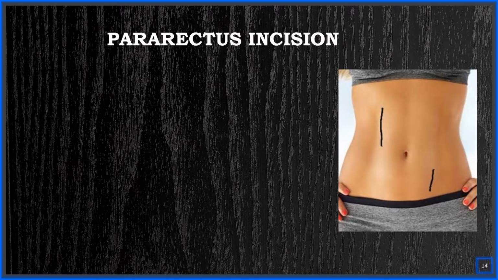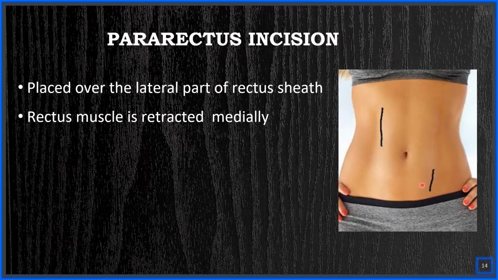Then PARARECTUS incision. PARARECTUS incision is placed more laterally. It is placed over the lateral part of the rectus sheath. In paramedian incision, it was 2.5 centimeters lateral to the midline, but it is on the medial part of the rectus sheath. Whereas in PARARECTUS incision, it is on the lateral aspect of the rectus sheath, and the rectus muscle has to be retracted medially.